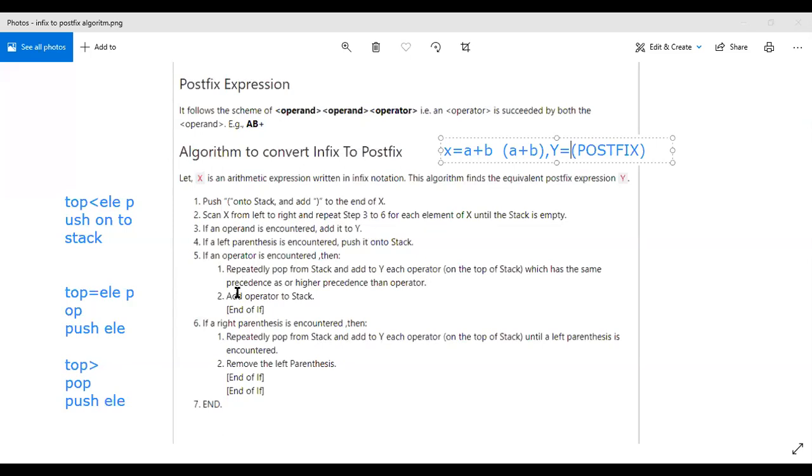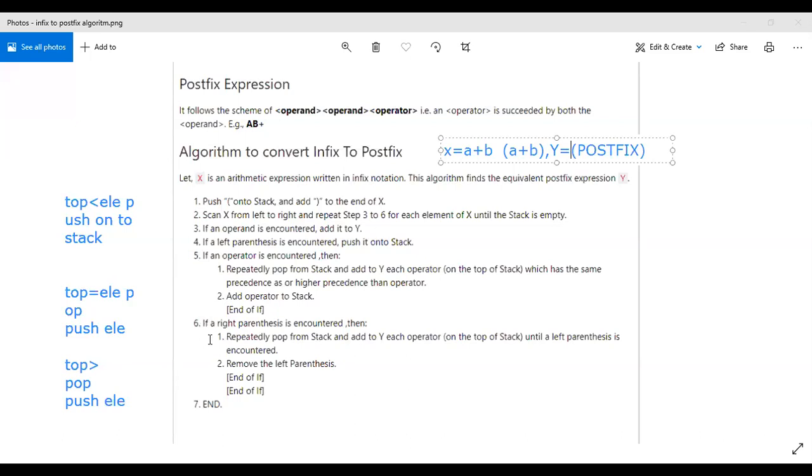If it is the other way around, that means the operator I scanned now has higher precedence than the operator on top of the stack. For example, plus is on top of the stack and now I scan star. Star has more precedence than the plus on top of the stack, so I just push it onto the stack. That's it. Whenever I push onto the stack, that's over. So this fifth step is the main thing you have to understand.